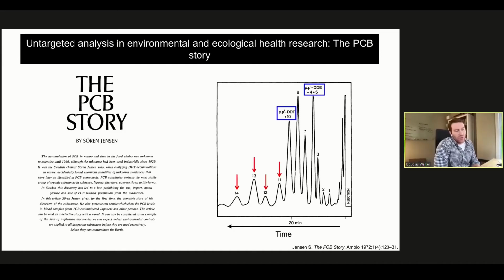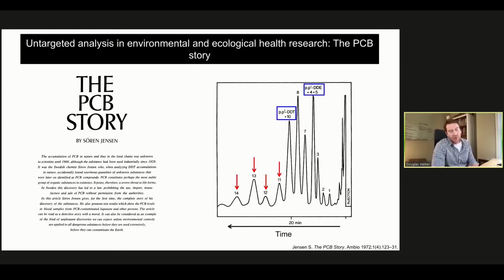But what was interesting was when he analyzed multiple samples from multiple carcasses and species, he was repeatedly finding these peaks that were eluting at later retention times that weren't necessarily corresponding to DDT and DDE, but he was finding them in a number of these samples. And what's interesting to mention here is that these were just peaks. They were unknowns. This was not being measured using a mass spectrometer.